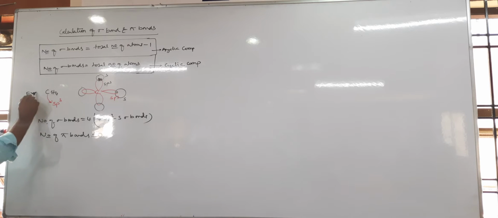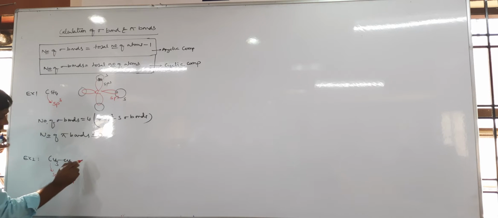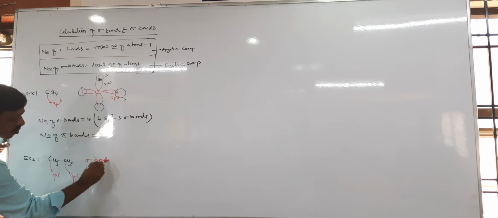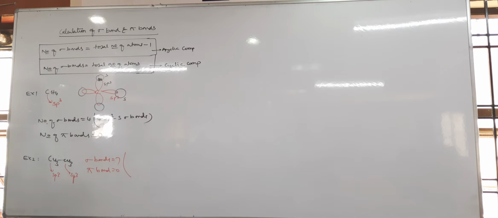Next, example 2: CH3-CH3. Come on, tell me. To identify the bonds, first identify the hybridization. It is sp3, and this is also sp3. Between carbon and carbon there is one sigma bond, yes? And between carbon and hydrogen, 3 on each carbon, so 6, plus 1. Moreover, total number of atoms: 2 carbon, 6 hydrogen, 8. 8 minus 1 is 7. Therefore total sigma bonds are 7. How many pi bonds? 0.